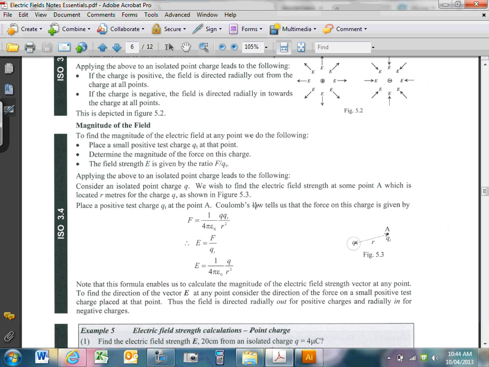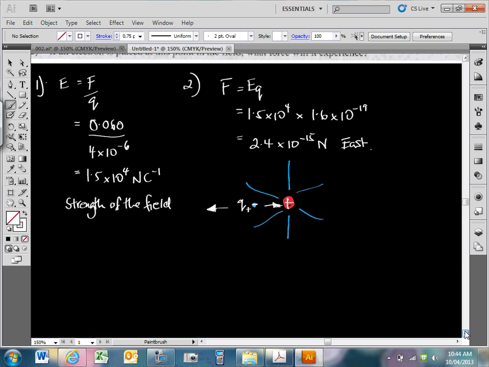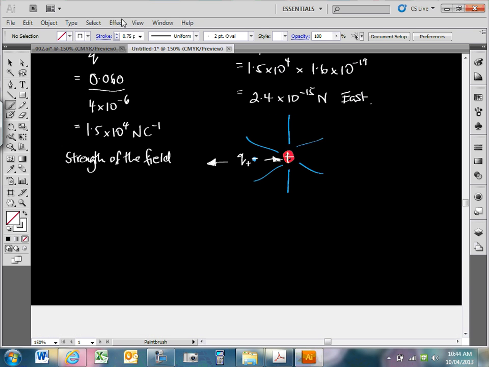Applying the above to an isolated point charge leads to the following. Consider an isolated point charge Q. We wish to find the electric field strength at some point A, which is located R meters from the charge Q, as shown in figure 5.3. So I'll draw this diagram in for us. Some charge, so it's a charge.